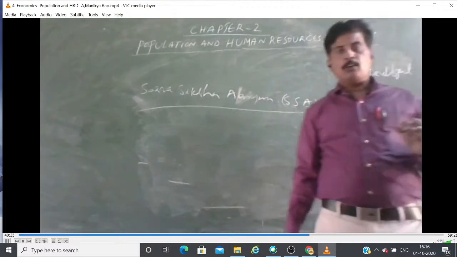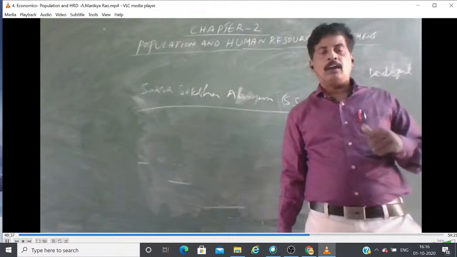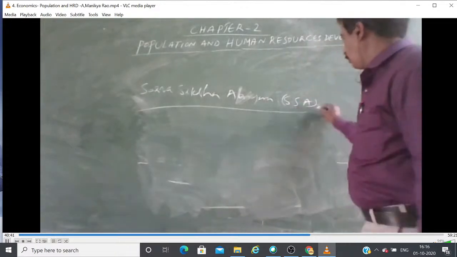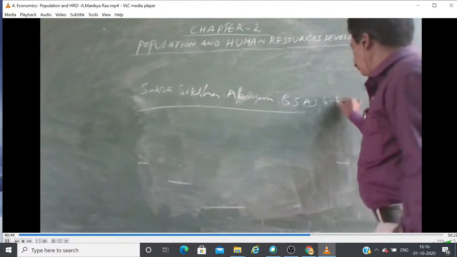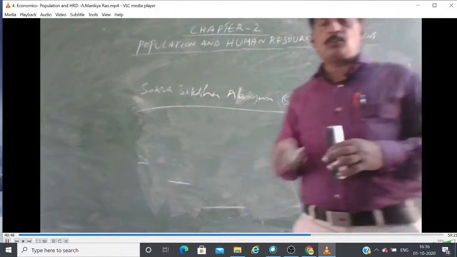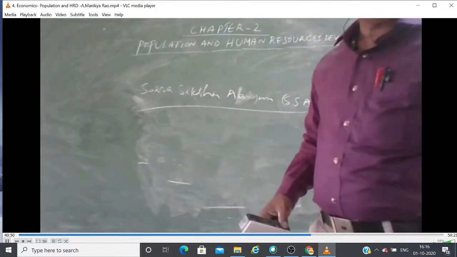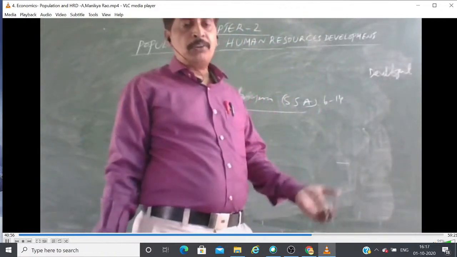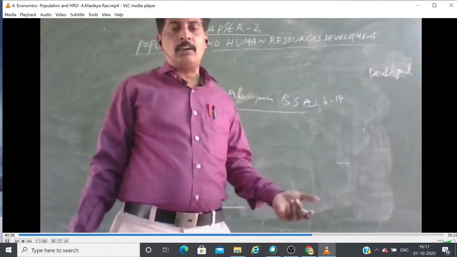With the aim of universalization of elementary education for all children in the age group of 6 to 14. Besides, the Sarva Shiksha Abhiyan intends to bridge social, regional and gender gaps.